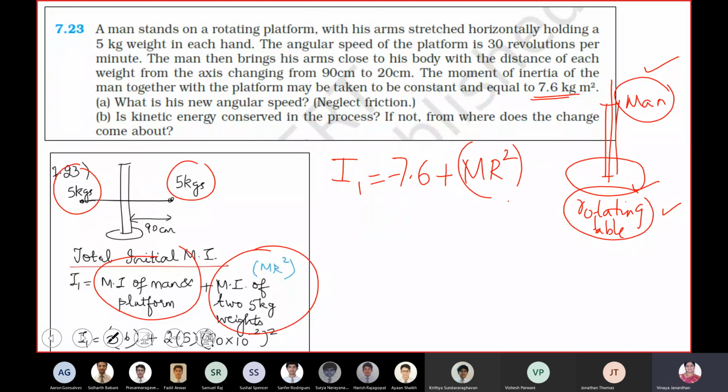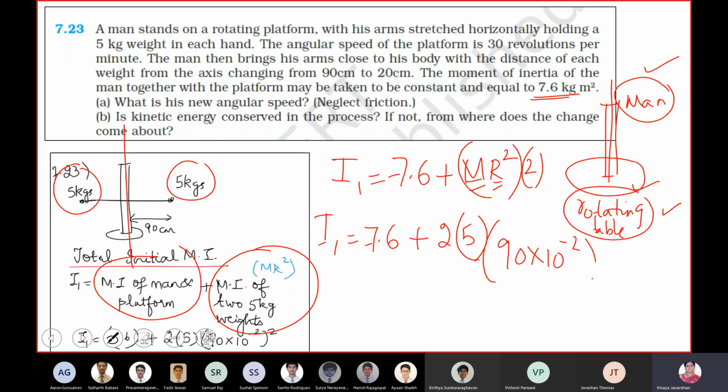How many weights are there? 2 weights are there. So I1 becomes equal to 7.6 plus 2 into m, the weights of 5 kilogram. How far are they located from the axis of rotation? 90 into 10 to the power of minus 2, squared. Calculate these values, boys.